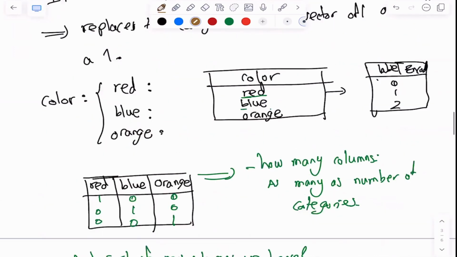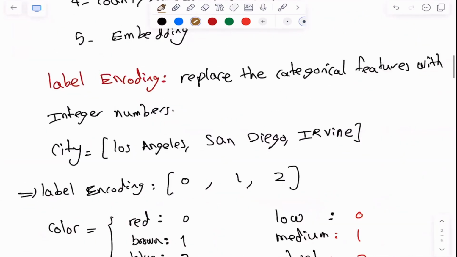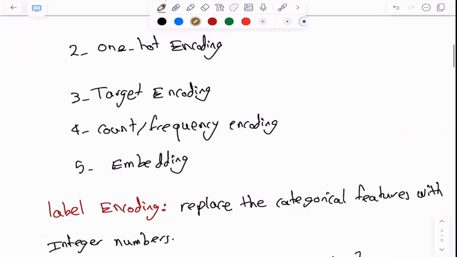In the next video, I'm going to talk about target encoding, count and frequency encoding, and then maybe in the next video I will talk about embedding. It depends on how long the video takes.